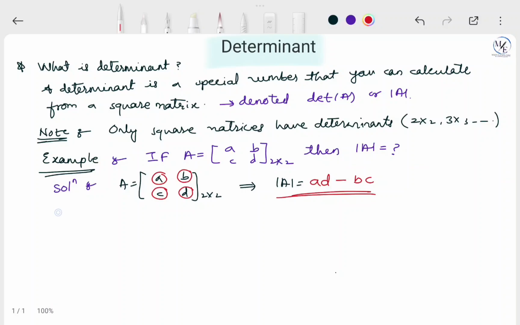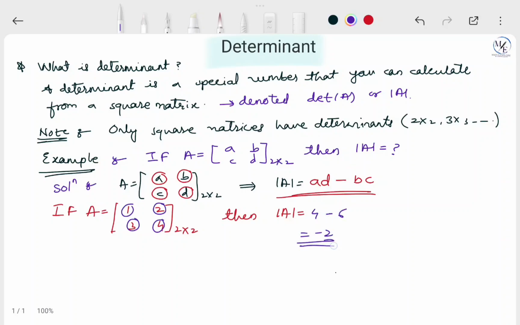Now, take another example. If A is equal to 1, 2, 3, 4, a 2 cross 2 matrix, then determinant of A is equal to, same method, multiply the top left number by the bottom right number, so 4 ones are 4, and multiply the top right number to the bottom left number, so 3 multiplied 2 is 6, and minus them. The answer is minus 2.